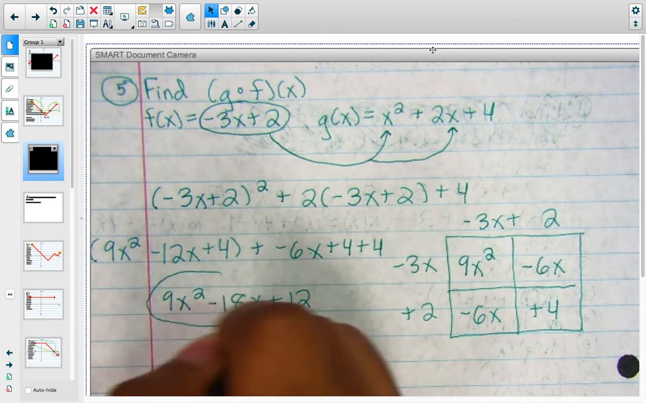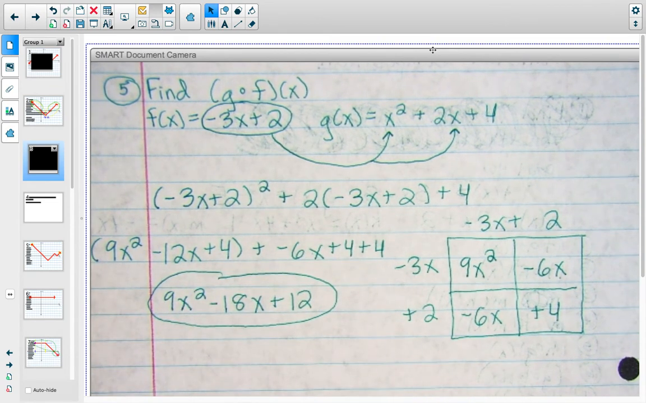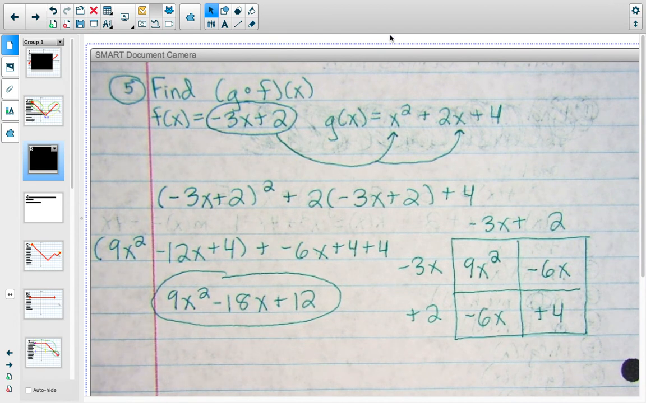So this problem was a lot longer than the other ones that we previously did because I had to make 2 substitutions.